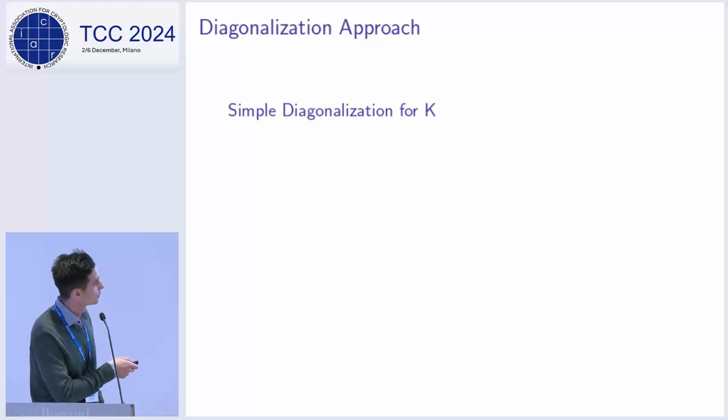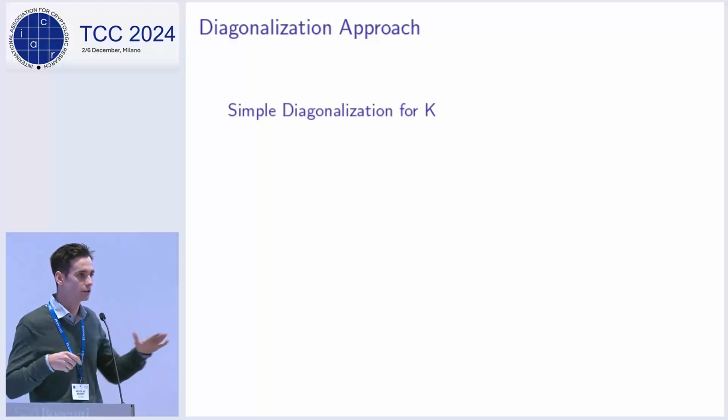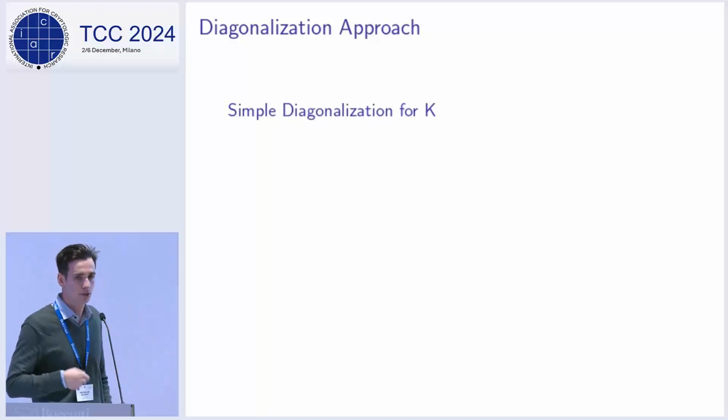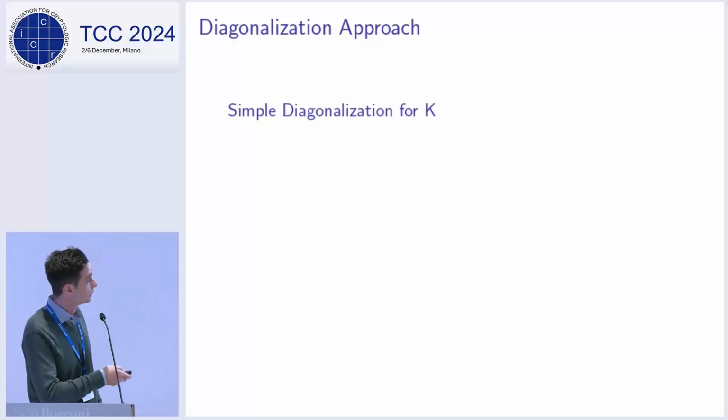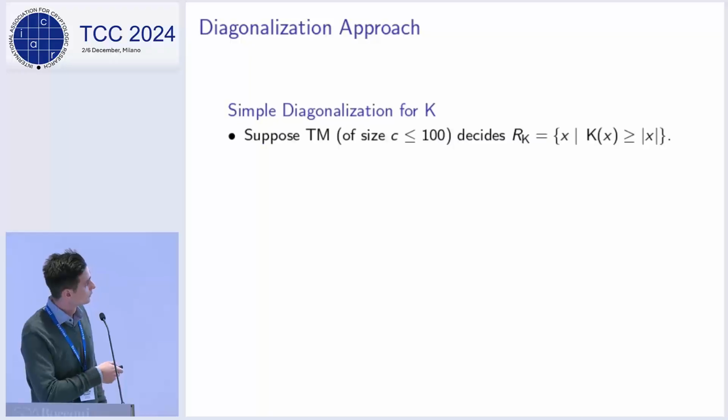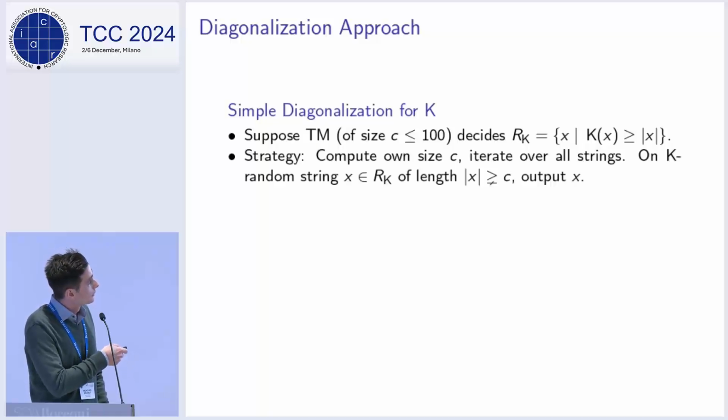So simple diagonalization for normal Kolmogorov complexities is just an entry-level argument, because I can't really explain the full technical details of the papers. I'm just going to do a toy example. Suppose we have a Turing machine of some constant size, which decides the Kolmogorov random strings. That's all the strings that have Kolmogorov complexity at least the length of the string itself. And then we just assume, for the sake of the presentation, this program can compute its own size.